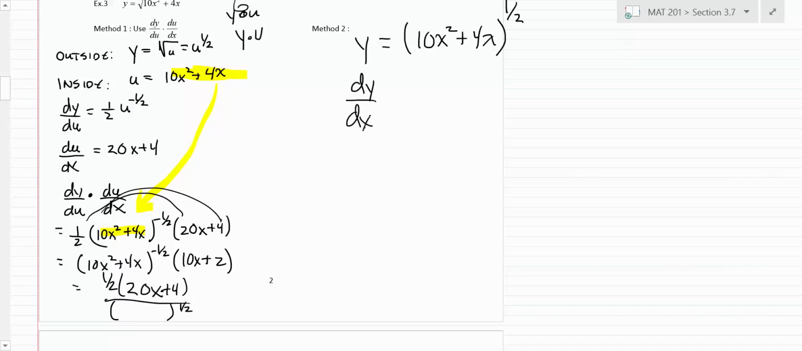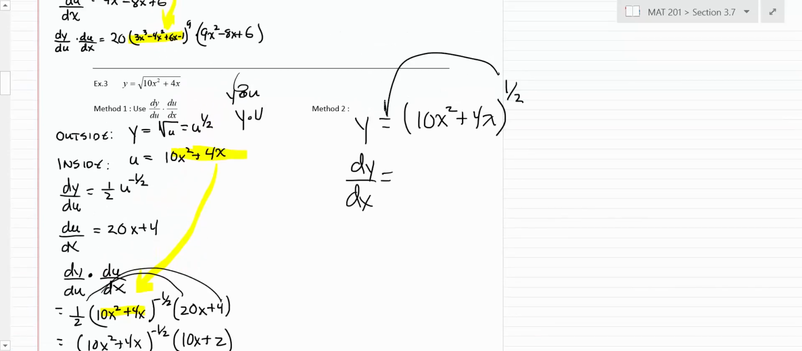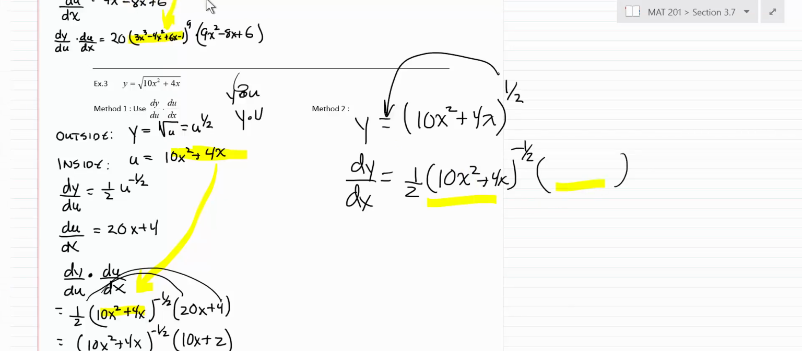Here's what you're going to do most of the time. You see something to the 1/2. You bring down the half. You leave what's inside totally alone. You subtract the exponent. And then you multiply by the derivative of what's inside, like that. So then that would be 20x plus 4. And that's the idea, okay?